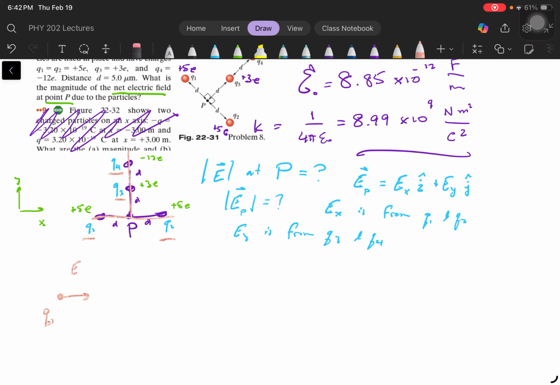E1, why am I still using this color? This is outrageous.